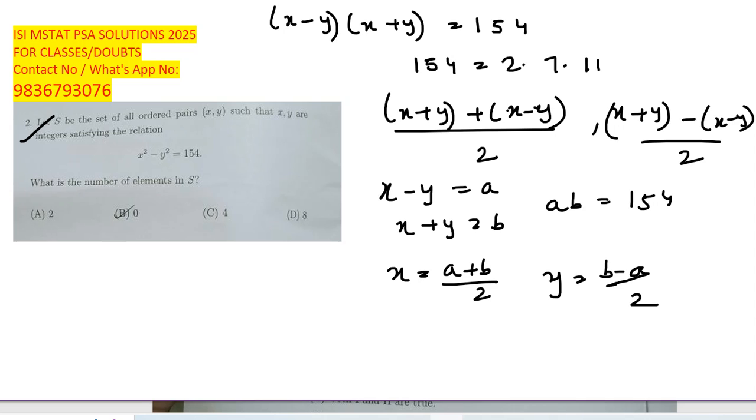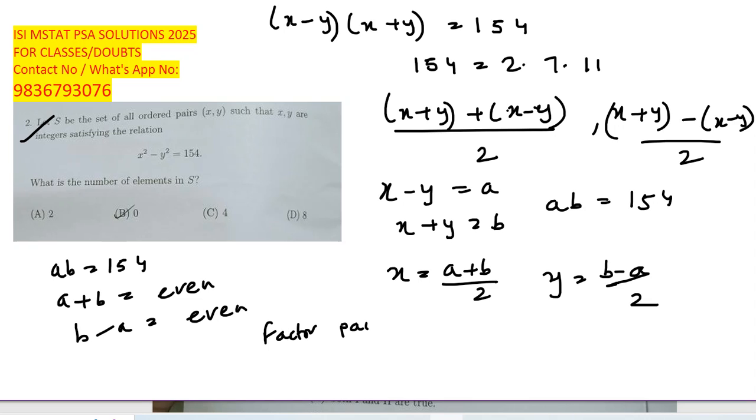So then we look for integer pairs. How? ab is 154 and a plus b is even, so x is an integer. Now b minus a is even, so y is an integer. Now both a and b must be of the same parity. So what are the factor pairs of 154?